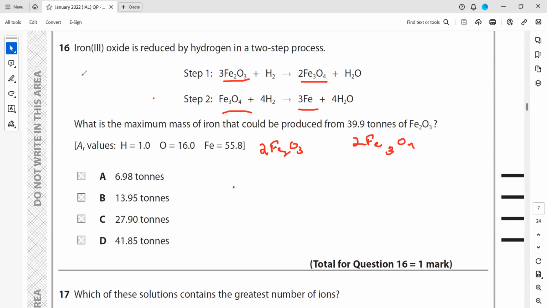So the mass of iron is 55.8, because first the mass of this iron(III) oxide, 55.8 multiplied by 2 plus oxygen 16 multiplied by 3, and this whole is multiplied by 3. What is the total mass? This will be 48 plus 55.8 multiplied by 2, and then the whole answer is multiplied by 3. What's the total mass here? Use the calculator, find the total mass.